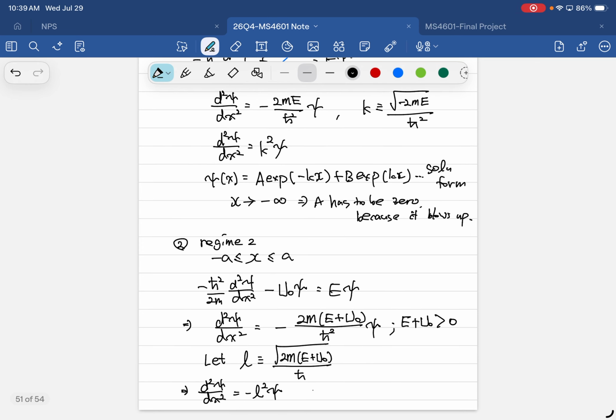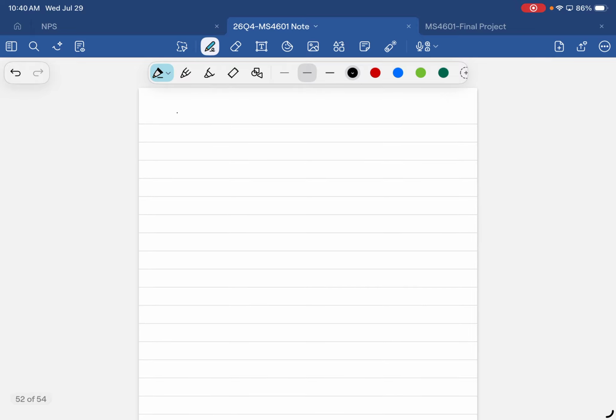And then from here, what is the solution form? That is C times sine Lx plus D times cosine Lx. By the way, here A, B, C, D are all unknowns. That is something we need to evaluate later. So we got the general solution for regime 2, and now we are going to work on regime 3.